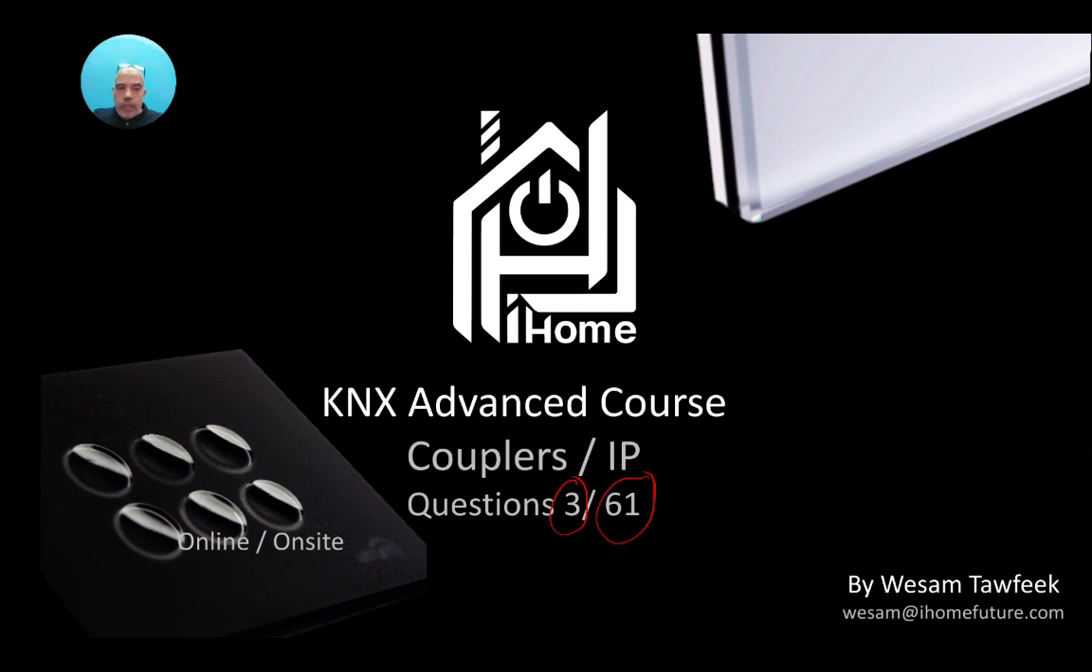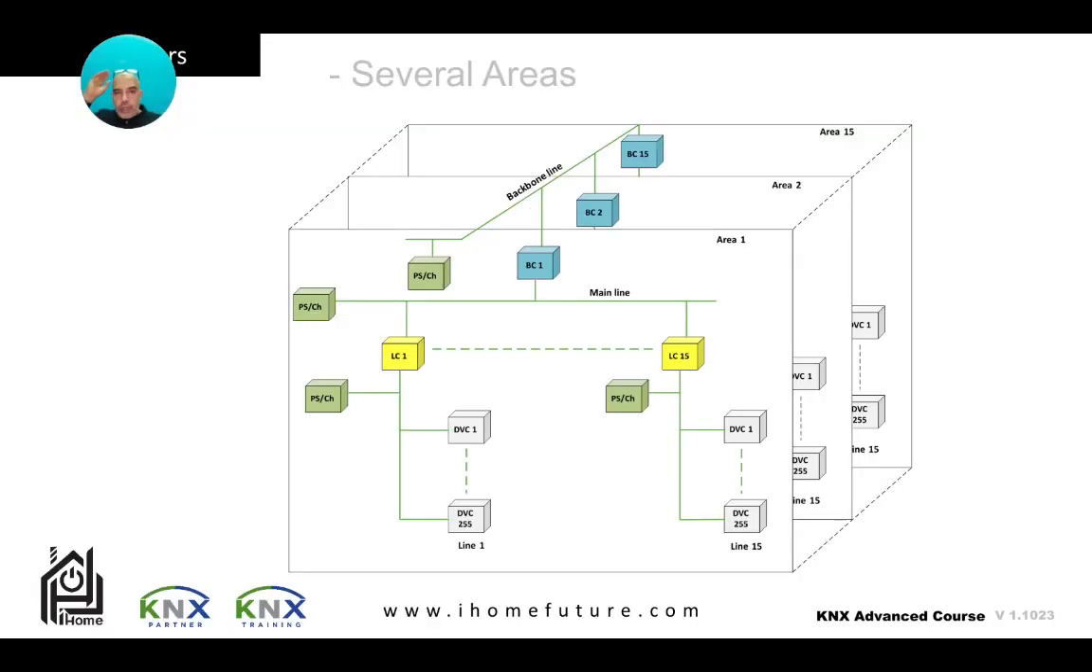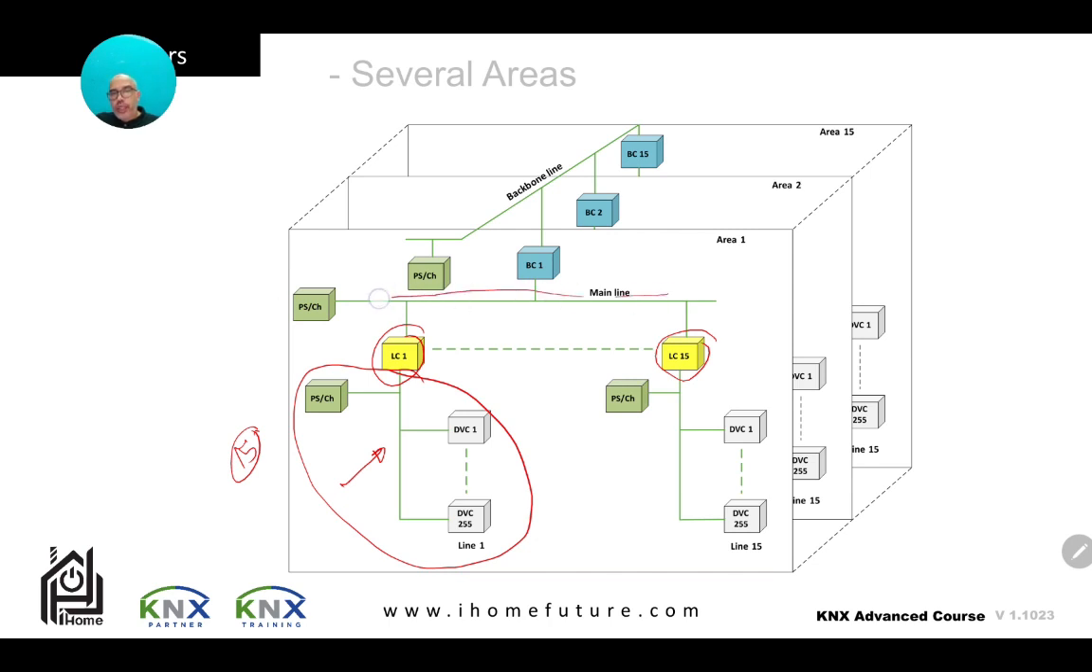We talked about the couplers before in the basic course. Remember this one? In the basic course we said that couplers are connecting lines together or connecting areas together. Remember in the topology we said that we'll have lines. This is a line segment with a maximum of 15 lines connected together via line couplers. And then they are connected via line coupler via the main line.